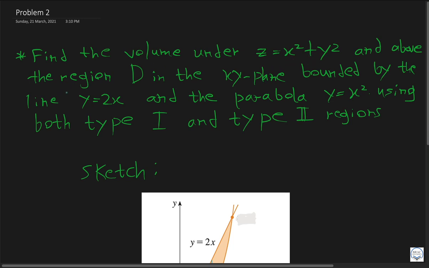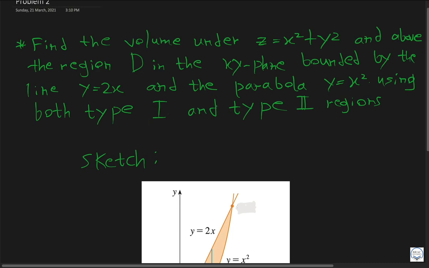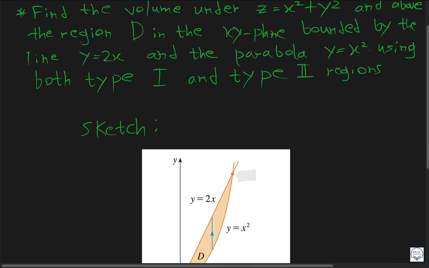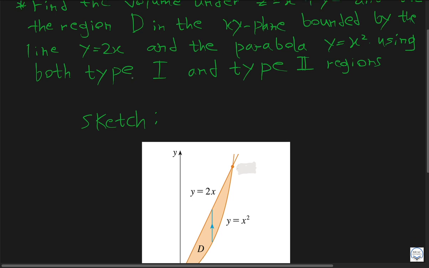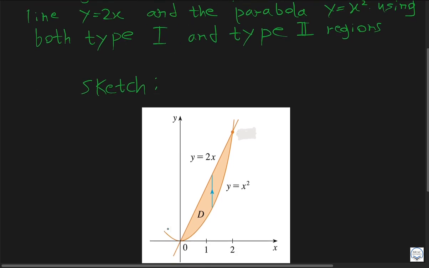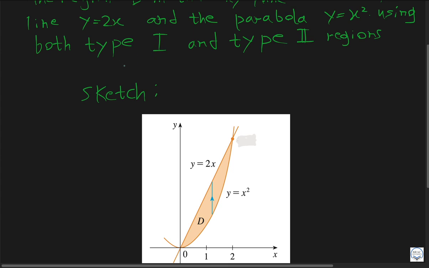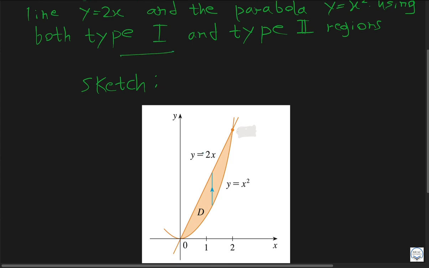The problem reads as follows. Find the volume under z equals x squared plus y squared and above the region D in the xy plane bounded by the line y equals twice x and the parabola y equals x squared, using both type 1 and type 2 regions. Now, as before, the first thing we should do is draw a sketch because our region D is not rectangular.